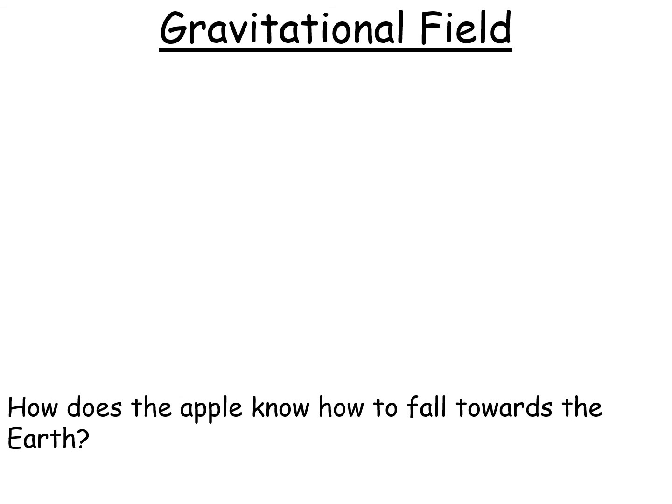So, gravitational field strength. What do we mean by this? How does an apple know how to fall towards the earth? Because if you think about it, when an apple falls from a tree to the ground, there isn't anything telling it to do that. There isn't anything telling it it's got to go down the way. Why doesn't it fall up the way? Why doesn't it fall sideways? Why does it fall down at all? Okay, so one way physicists explain this is by using this idea of a gravitational field.